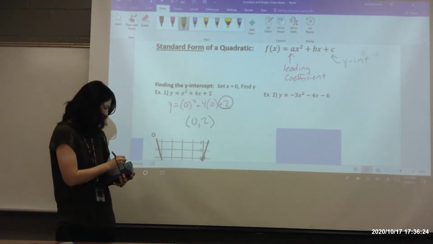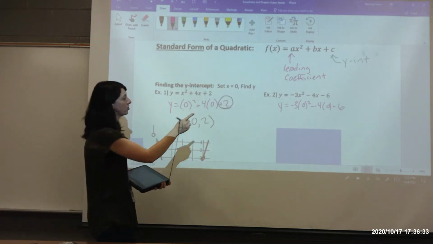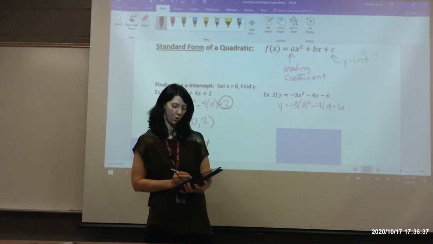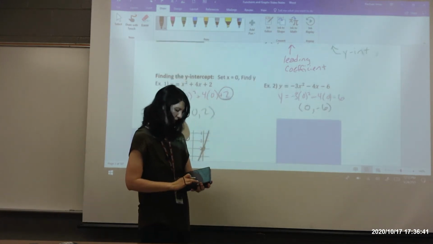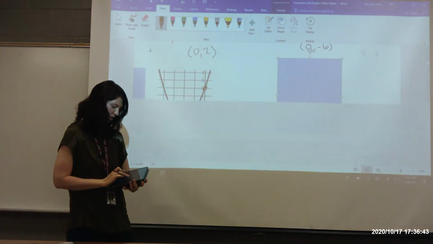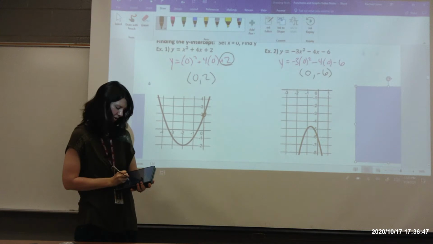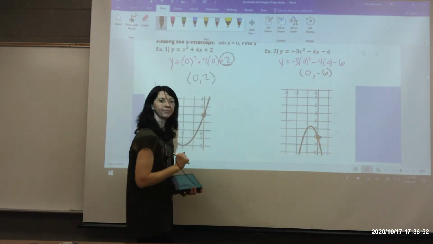Okay, plug in 0 for your x. All right. Or use the shortcut that I just talked to you about. That is just your c value, -6. We would write the y-intercept as a coordinate point because we're talking about a point on a graph. Okay, and let's see if we can see that correlation here. And there it is. Y-intercept of this quadratic was at -6.